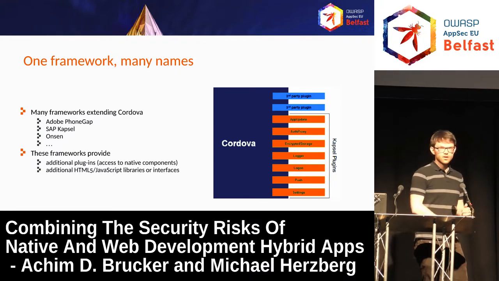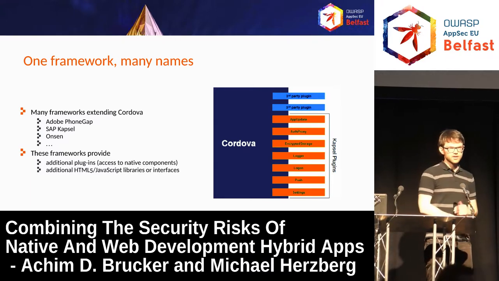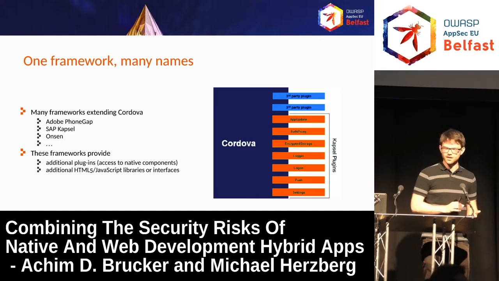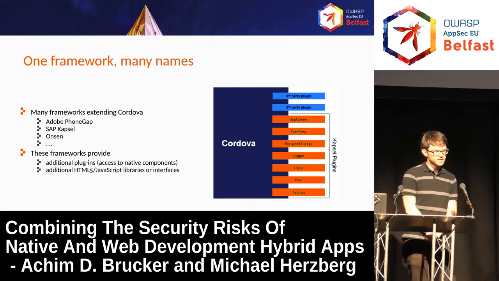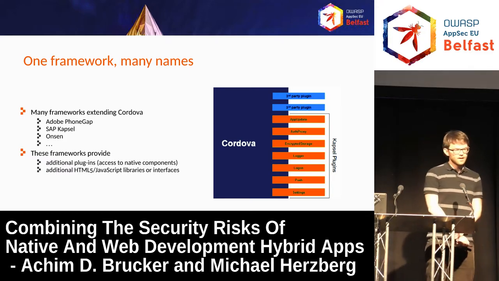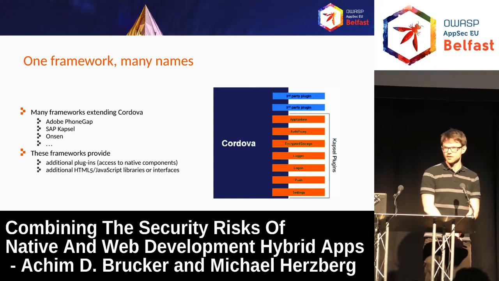We call the core of the framework Apache Cordova, but it actually has many different names. Many companies, like SAP, for example, went ahead and provide a bunch of advanced plugins. So you will find Apache Cordova under the hood of Adobe PhoneGap, for example, or SAP Kapsel, which is basically Cordova plus a bunch of proprietary plugins for features that you would need for an SAP app, like secure single sign-on.